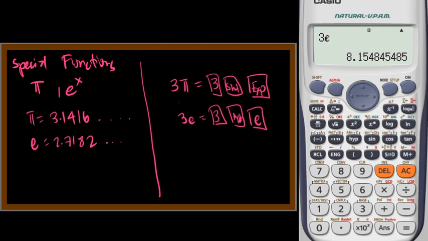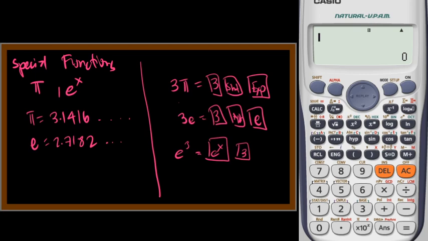Okay, how about if you have e to the x? For example, we want to raise e to the power of 3. We need to find the e to the x key on the keypad, then you input 3. So let's try that on our calculator. Press the e to the x key, then 3, and you now have the answer, 20.086.